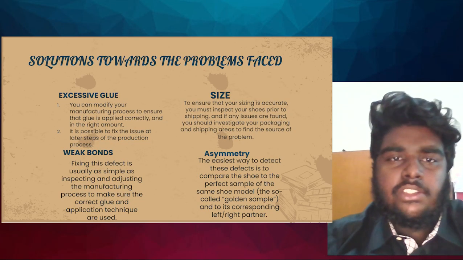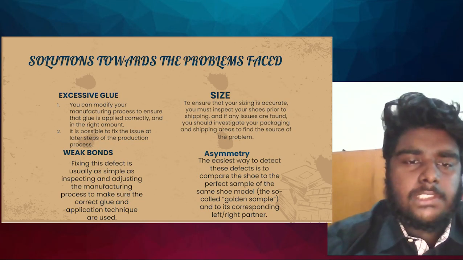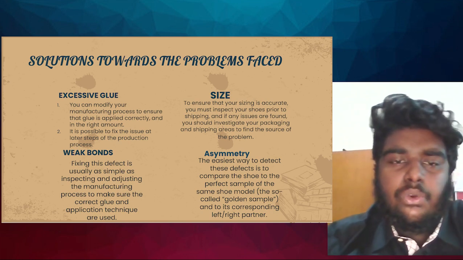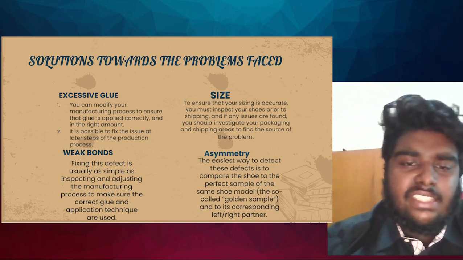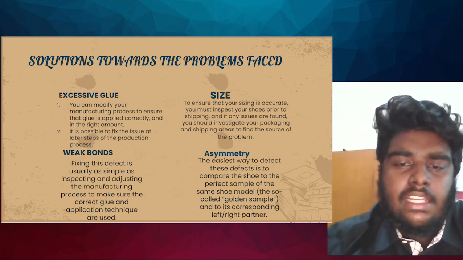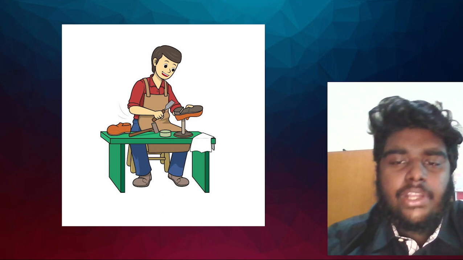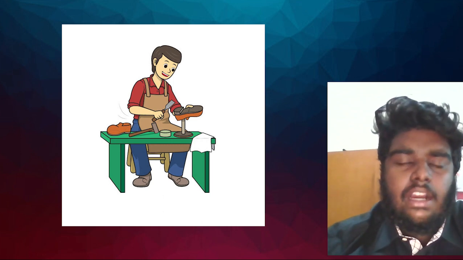Next, we are going to see the solutions for weak bonds. Weak bonds are one of the easiest defects to overcome, because fixing this defect is usually as simple as inspecting and adjusting the manufacturing process to make sure the correct glue and application technique are used.